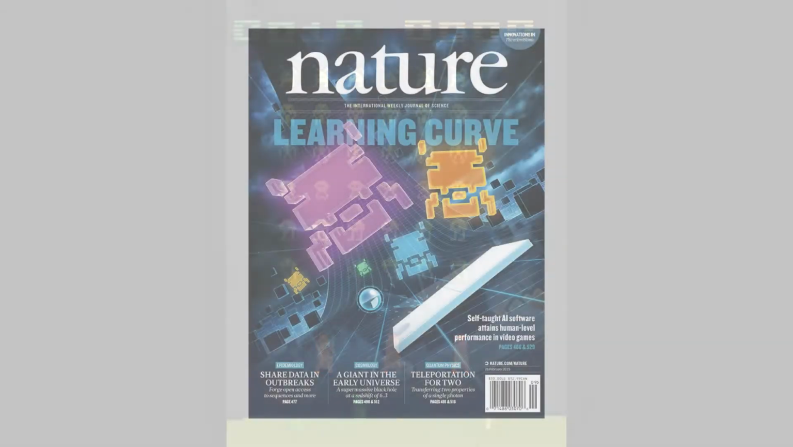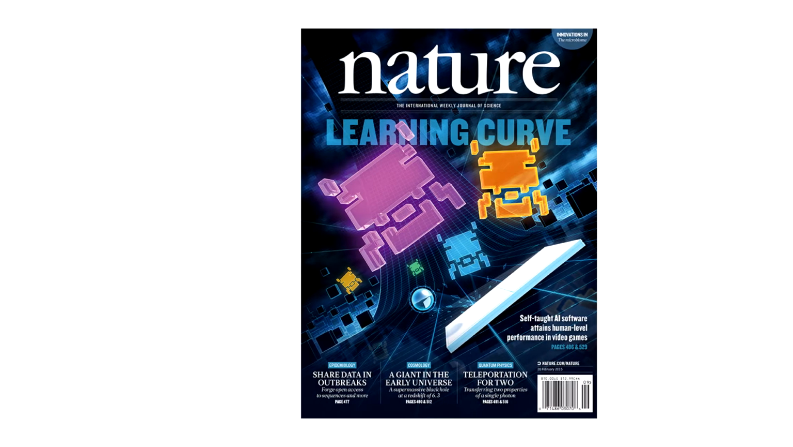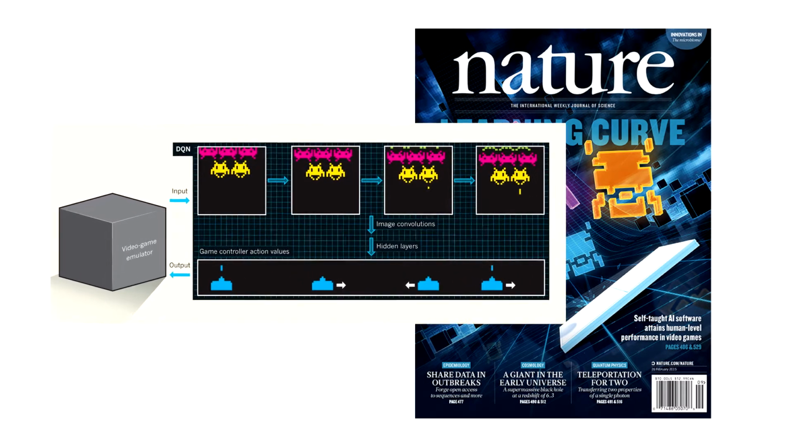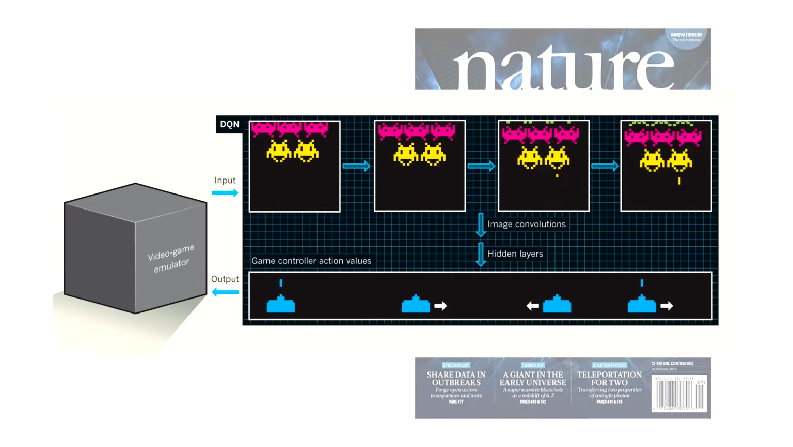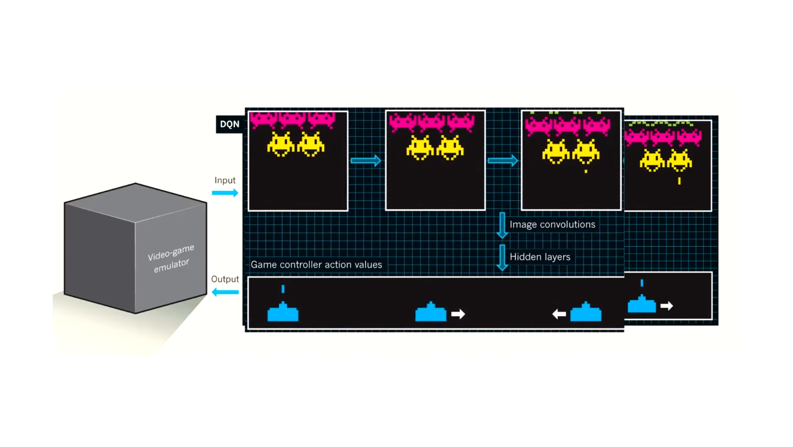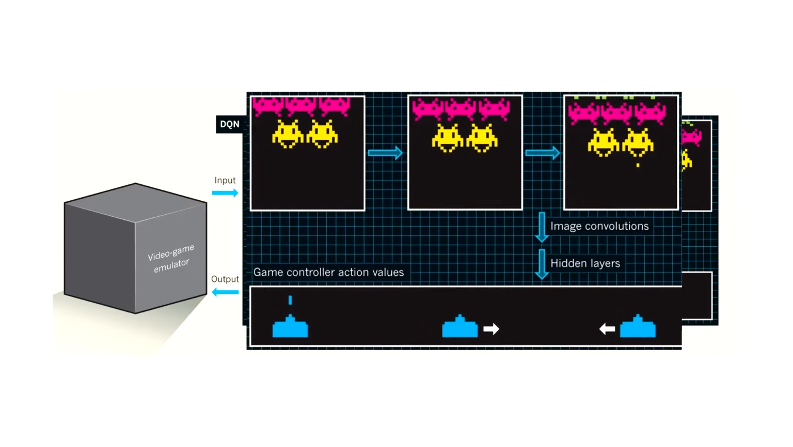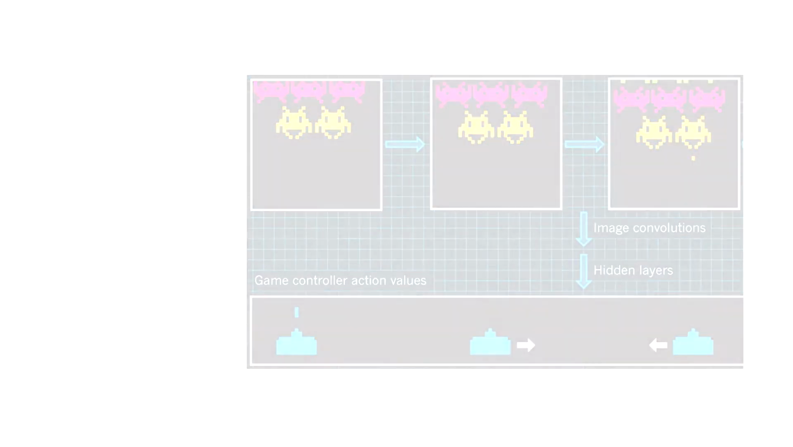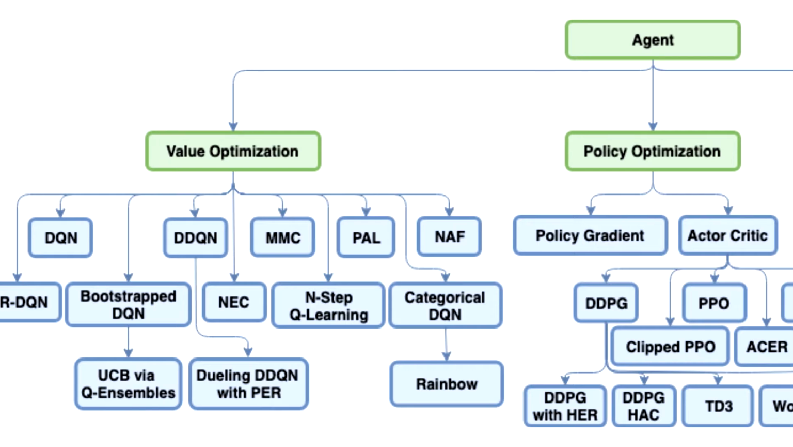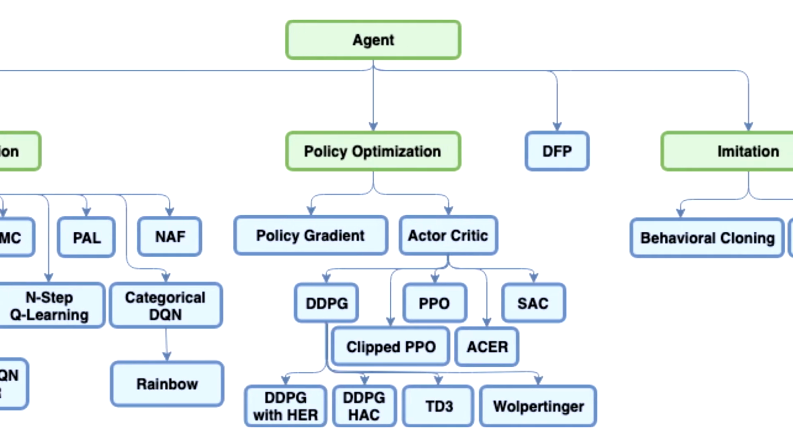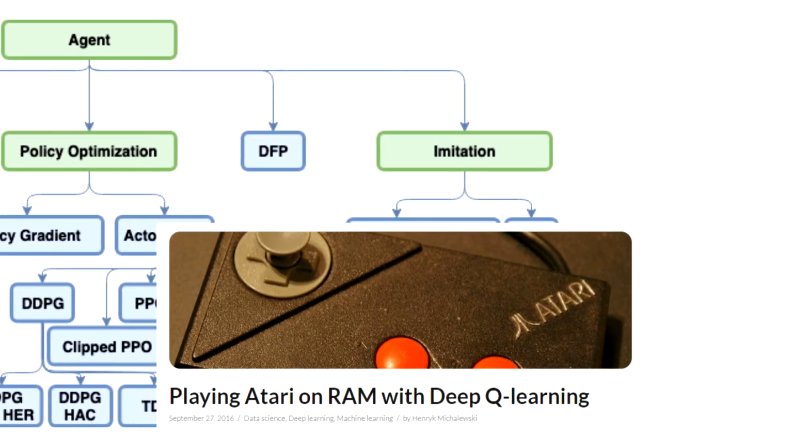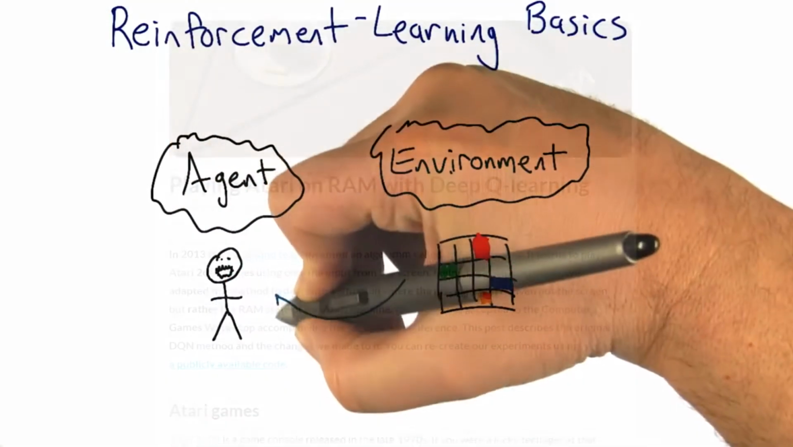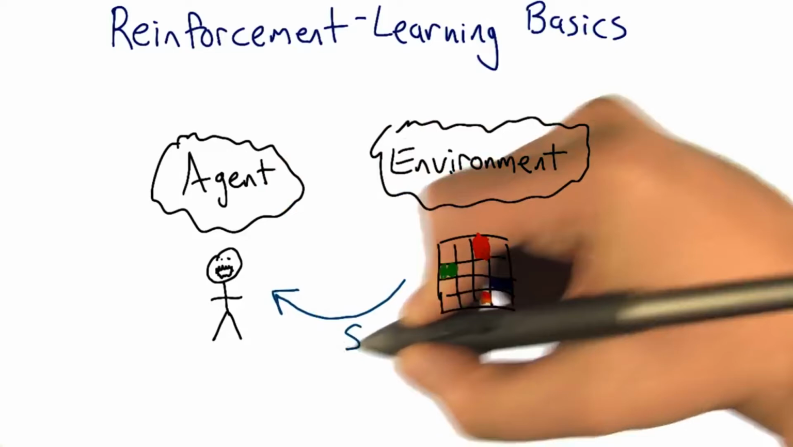In 2013, the DeepMind team invented an algorithm called Deep Q-Learning. It learns to play Atari 2600 games using only the input from the screen. Following a call by OpenAI, a lot of work has been published on the Atari games, as it has become one of reinforcement learning's standard test sets. From testing new algorithms and approaches to reinforcement learning, to using the RAM bytes directly as the observation instead of image frames. We will approach the Atari games through a general framework called reinforcement learning.